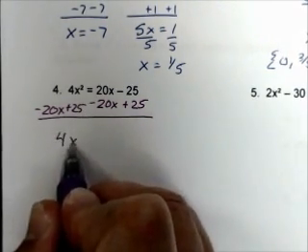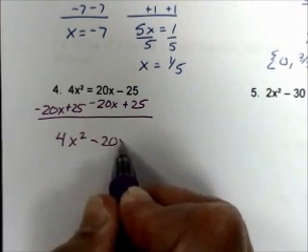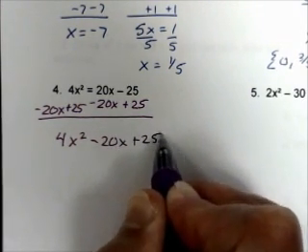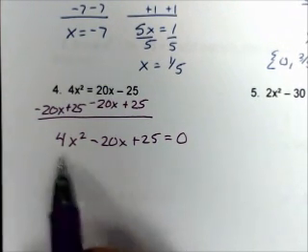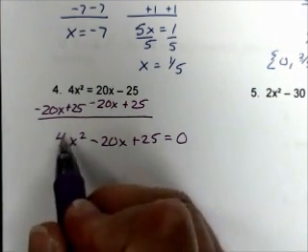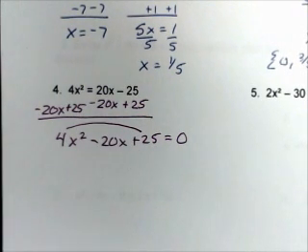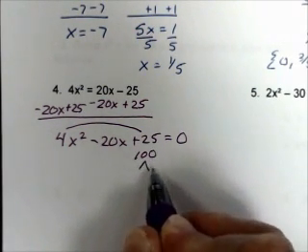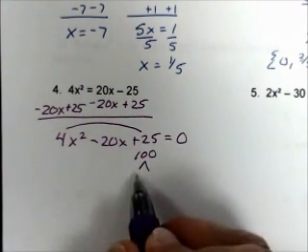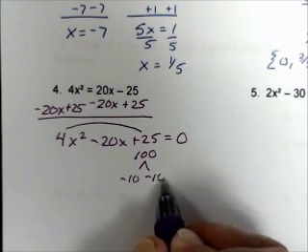So we have 4x squared minus 20x plus 25 equals 0. No GCF to these three terms. Lead coefficient is not 1, it's 4, so we multiply 4 times 25, that's 100. And the factors of 100 that add to -20 are -10 and -10.